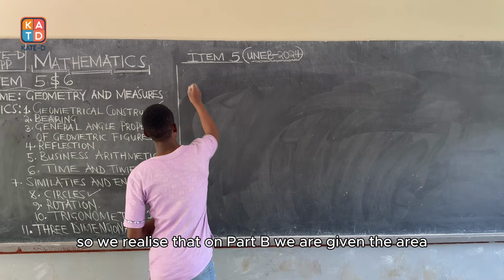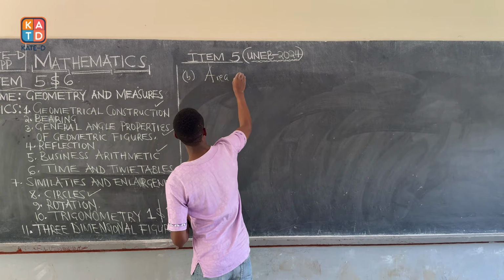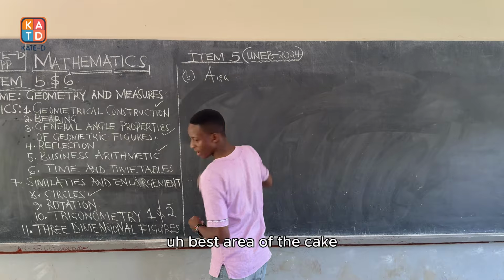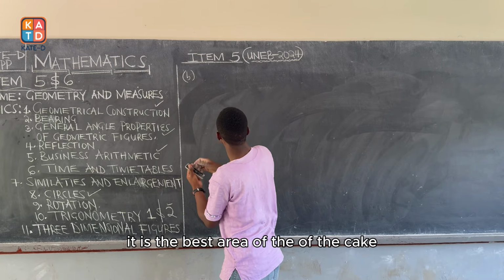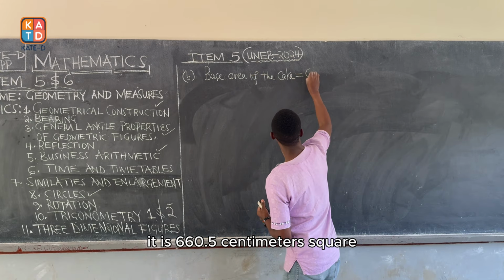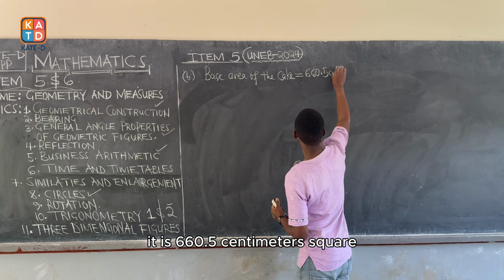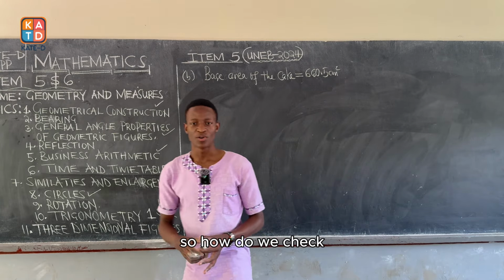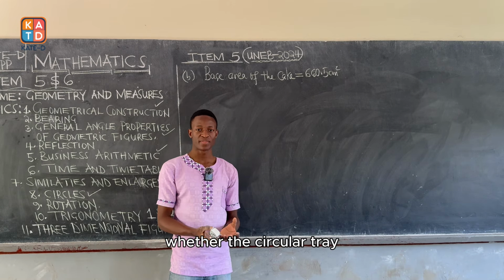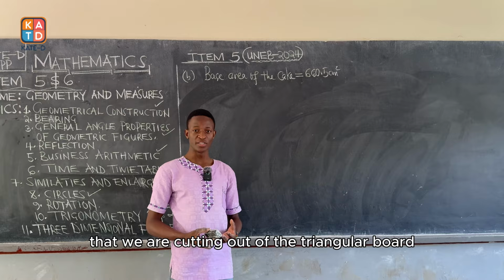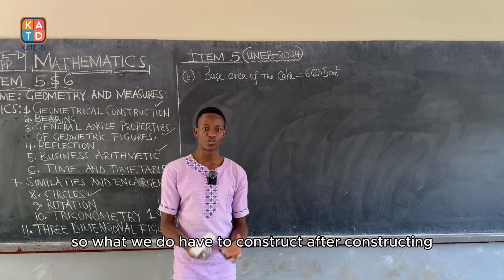So we realize that on part B, we are given the base area of the cake. It is 660.5 centimeters squared. So how do we check whether the circular tray that we are cutting out of the triangular board will be such that the cake will fit on it? So what we do, we have to construct.